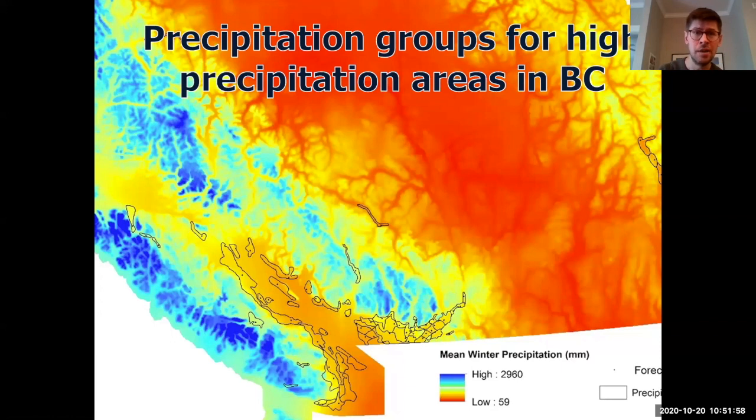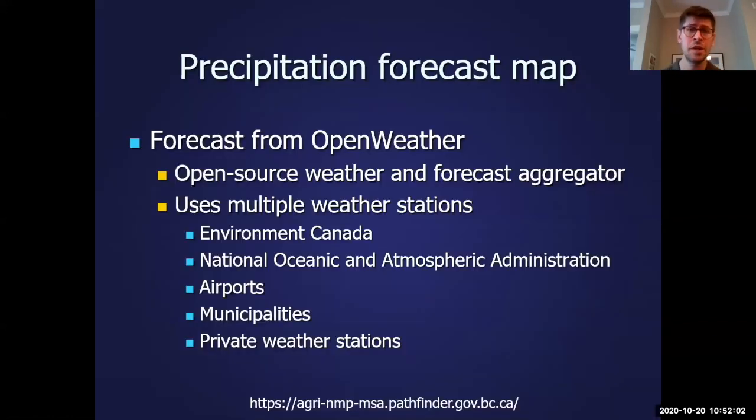And so the forecasts that are generated in ARM are actually coming from Open Weather. It's an open source weather and forecast aggregator. So it's using a bunch of different information to provide this weather forecast. It pulls from Canadian sources and other agencies to provide a weather forecast. And this is what it results in.